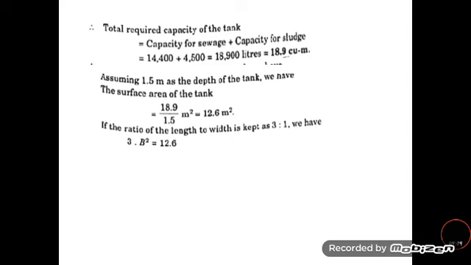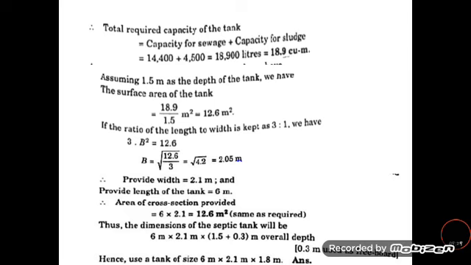So L is equal to 3 times B. We substitute 3B for L, and we can get the value of B. By providing a width of 2.1 meters, we get a length of 6 meters. So the cross-sectional area is calculated as 6 by 2.1, which is equal to 12.6 square meters.